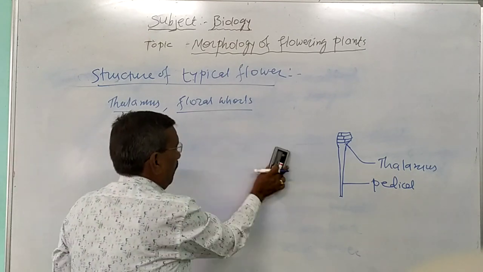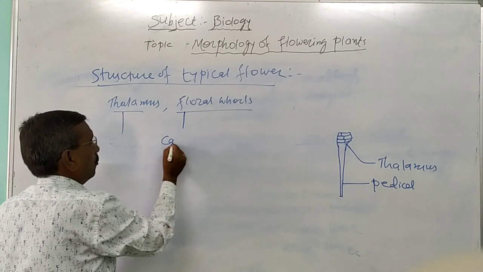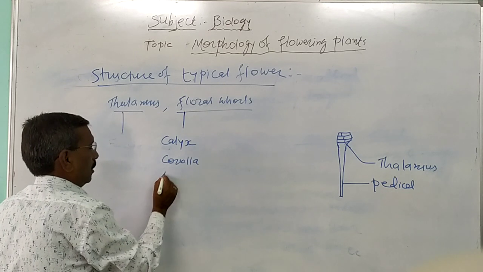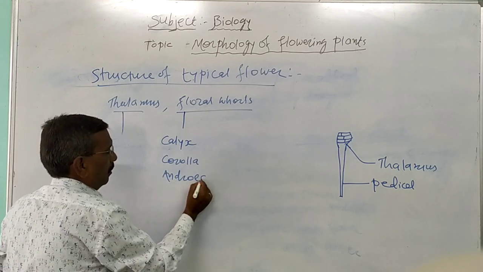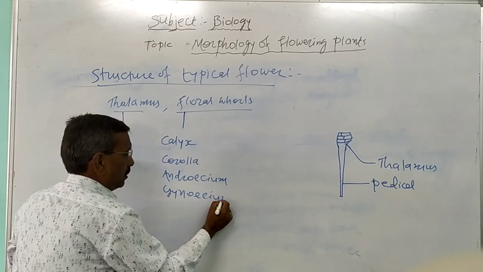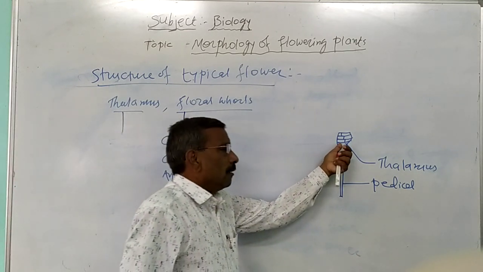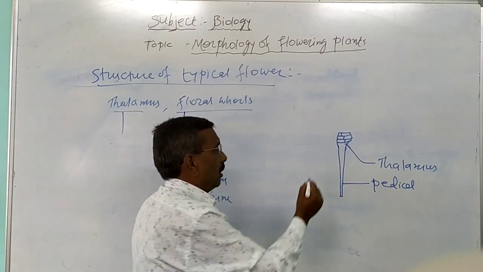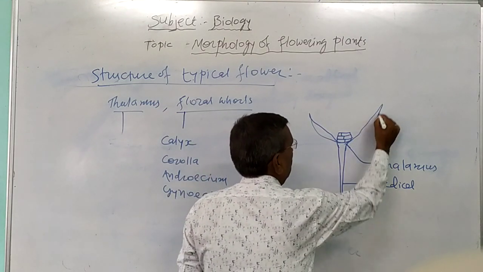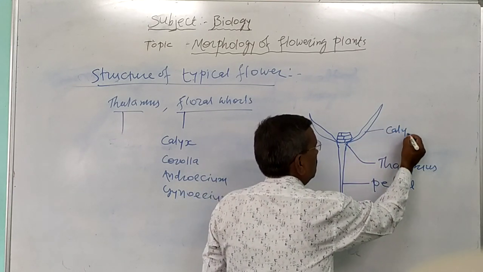Now in a typical flower, 4 floral whorls are found. The 4 floral whorls are known as calyx. Then the second one is corolla. Then the third one is androecium. The fourth one is gynoecium. Now if we observe a flower, the outermost whorl in the flower is known as the calyx. This one is the outermost whorl of the flower. That outermost whorl of the flower is known as the calyx.